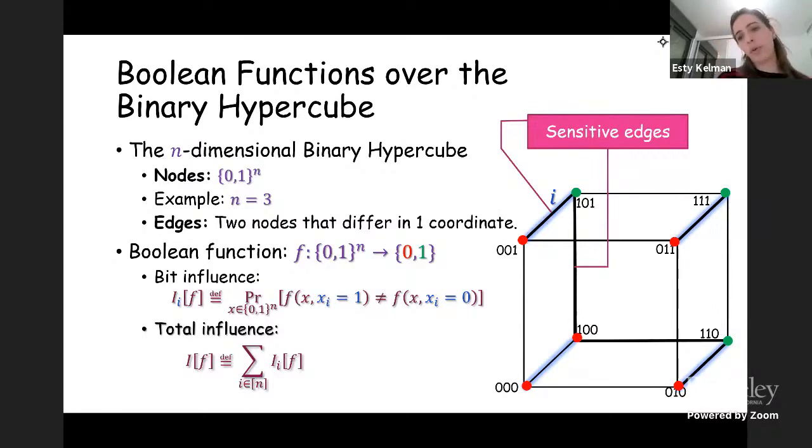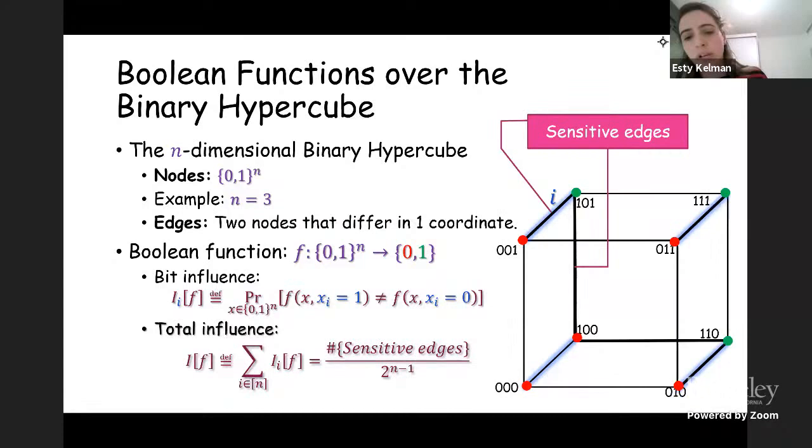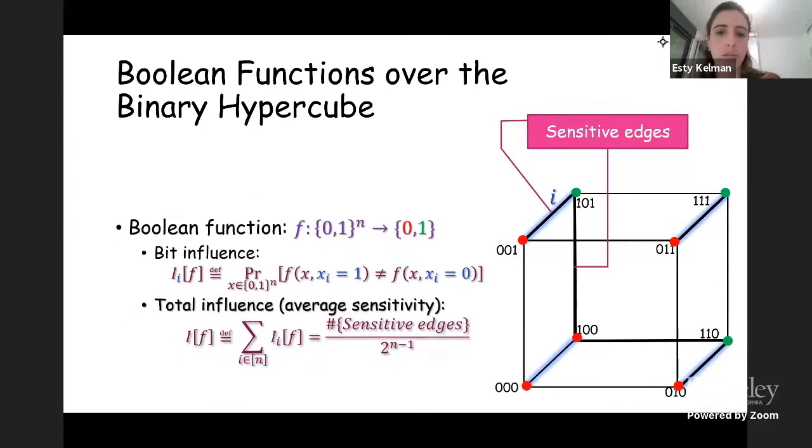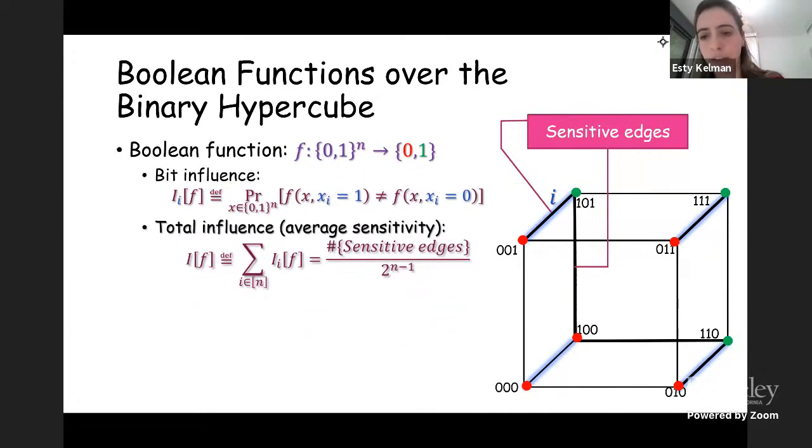We can sum up all of them together, and this is called the total influence. This takes into account all the sensitive edges all over the cube, in all directions, and therefore it equals the number of sensitive edges in the entire cube normalized by 2 to the n minus 1, and that's why it's also called average sensitivity.